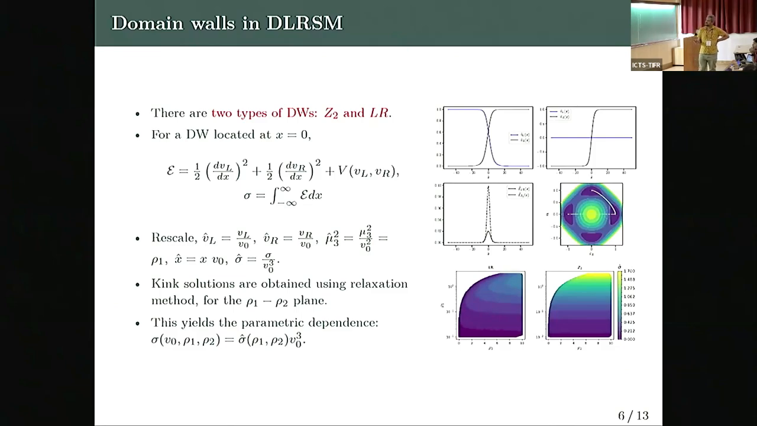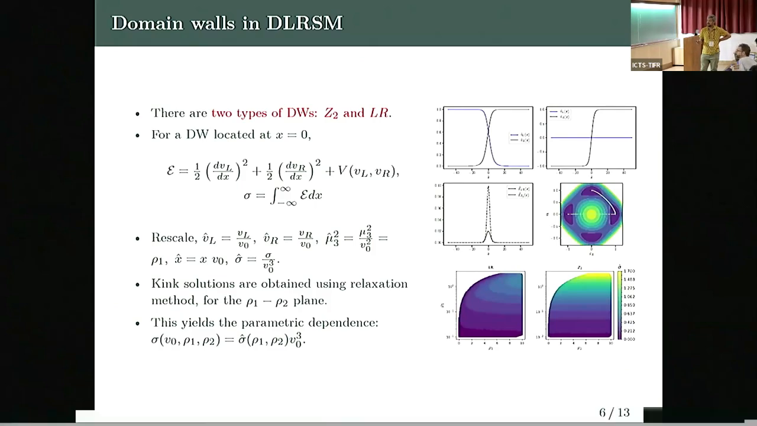So here I have shown a configuration. If you take a domain wall configuration which is located perpendicular to the x-axis and at x equal to 0, then these are the kind of profiles you would get. So this is for LR domain walls, and this is for Z2 domain walls. Okay, and this is the energy density profile. So here we clearly see that for the LR domain walls, which is the solid lines, the energy is much less as compared to the Z2 domain walls.